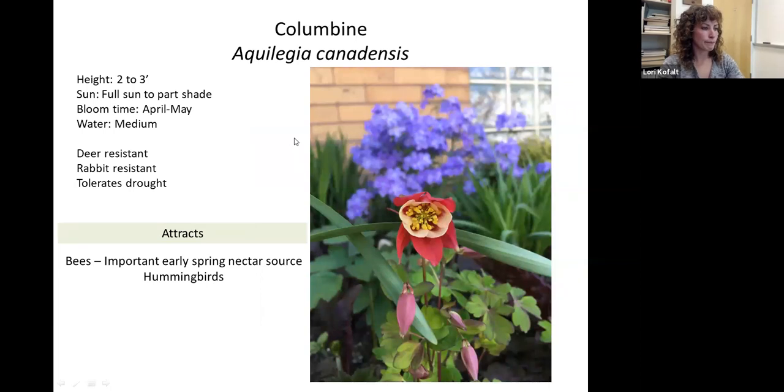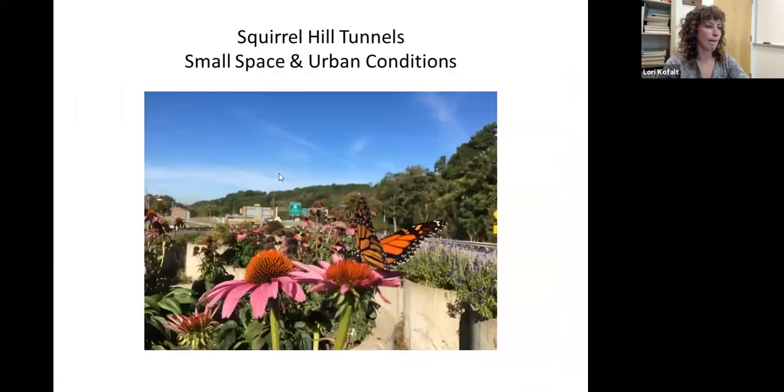Columbine, again, one of those important early spring nectar sources, and there are different species of columbine, but the canadensis is what you want to look for if you're trying to buy a native variety.